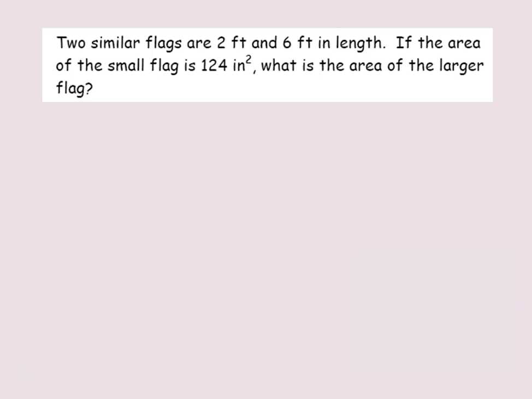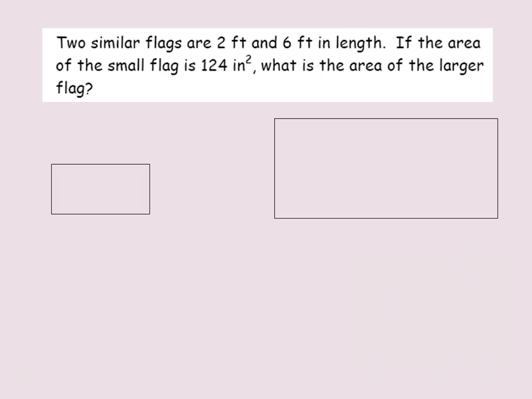Another similar example here, suppose that we have two flags that are similar. They're 2 feet and 6 feet in length. And we know the area of the small flag is 124 inches squared. What is the area of the larger flag? So similar type example here where we have the lengths, and now we want to find the areas. So the same thing, this whole fundamental theorem of similarity is going to come into play again. So here are two flags, similar. One's larger than the other one, one's smaller than the other one. 2 feet, 6 feet, based on the lengths that were given.